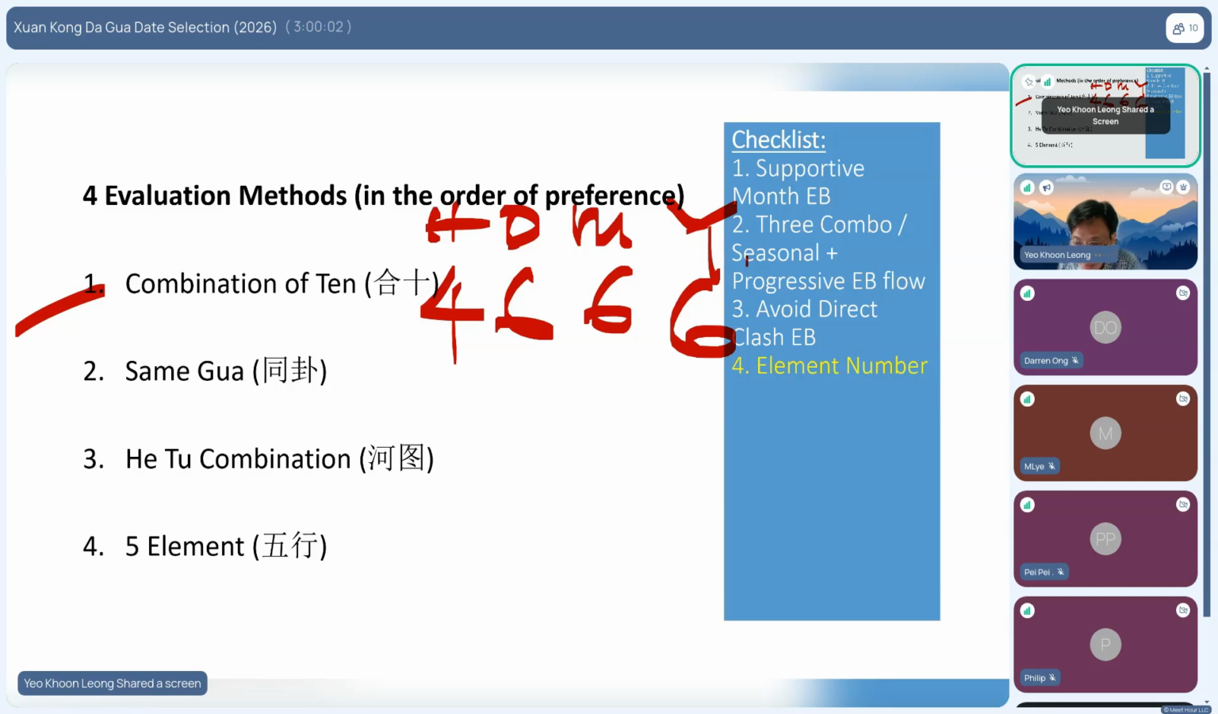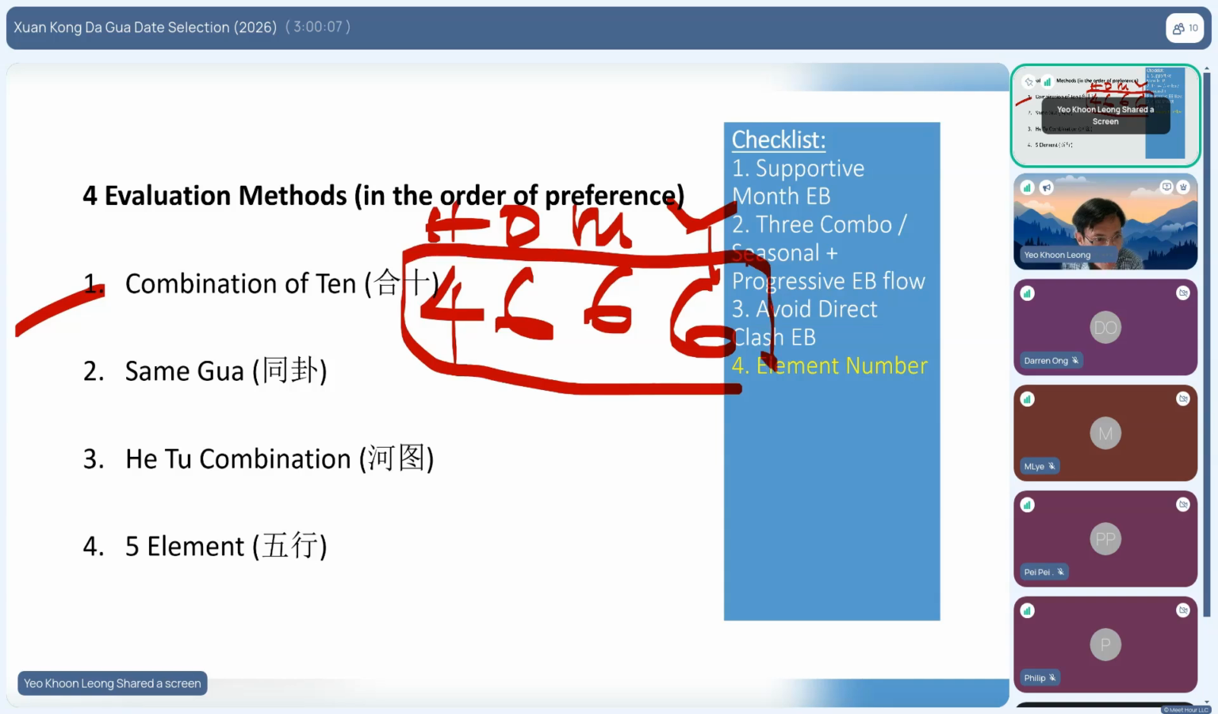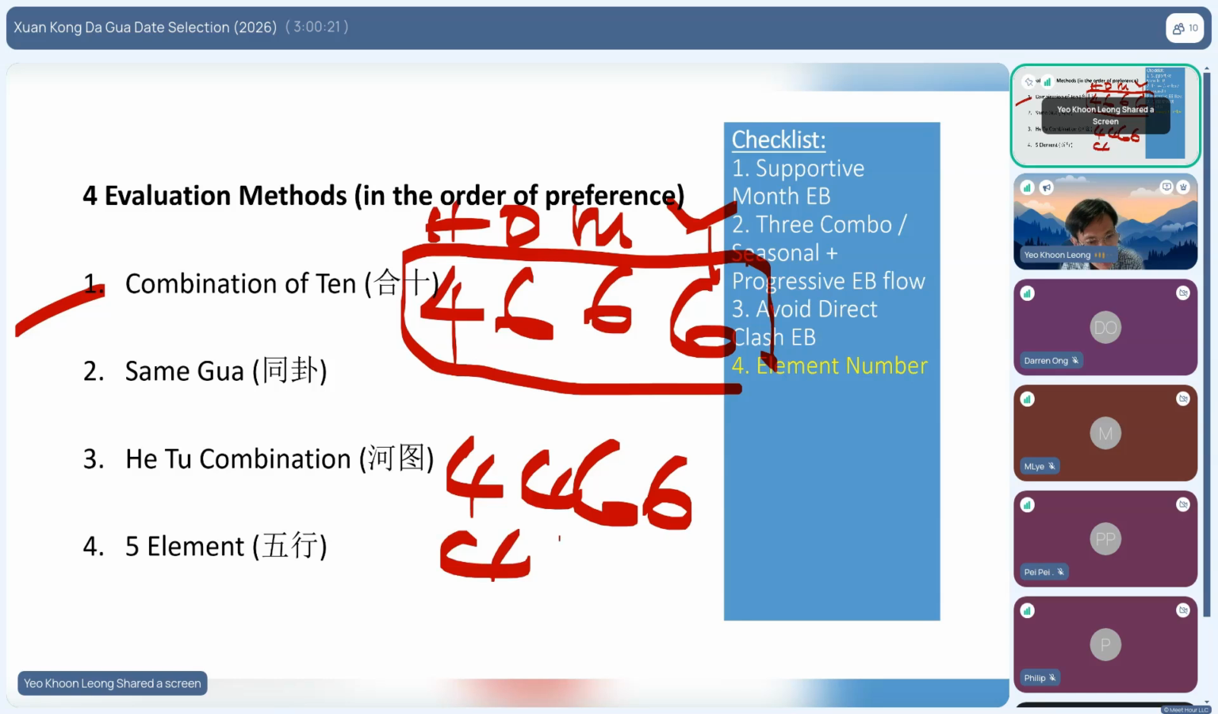Okay, then this is considered a combination of 10 already, because no matter how you look at each pillar, how you jumble up each pillar, it is 6 and 4, no other number. So this is called combination of 10. Or it could be 4, 4, 6, 6, also a combination of 10. Or it could be 4, 6, 4, 6, combination of 10.